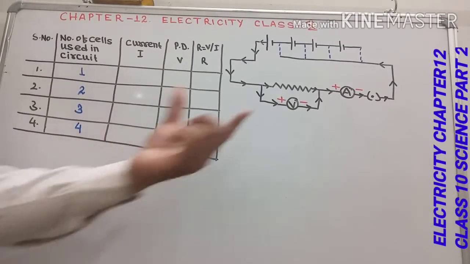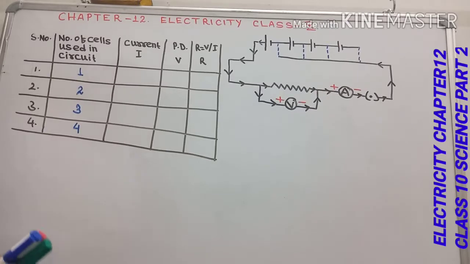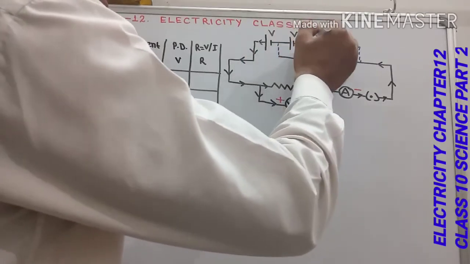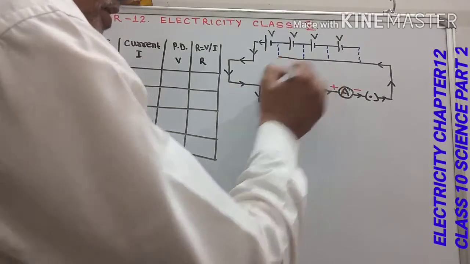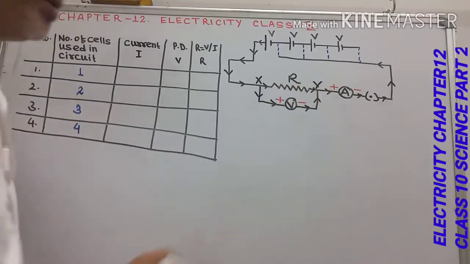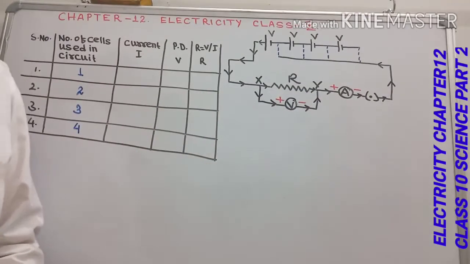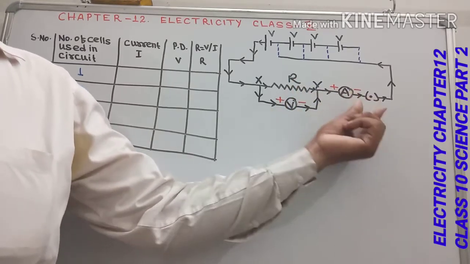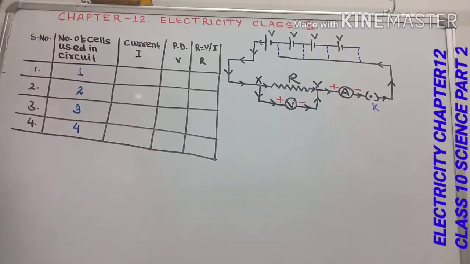Now we can see here in this figure, suppose four cells, each of potential V, are connected here in series, and a resistance R is also placed here between the terminals X and Y. A voltmeter is connected in parallel to this resistance R, and an ammeter is connected in series to this resistance, and a key, suppose it is key K, is connected in series to this circuit.